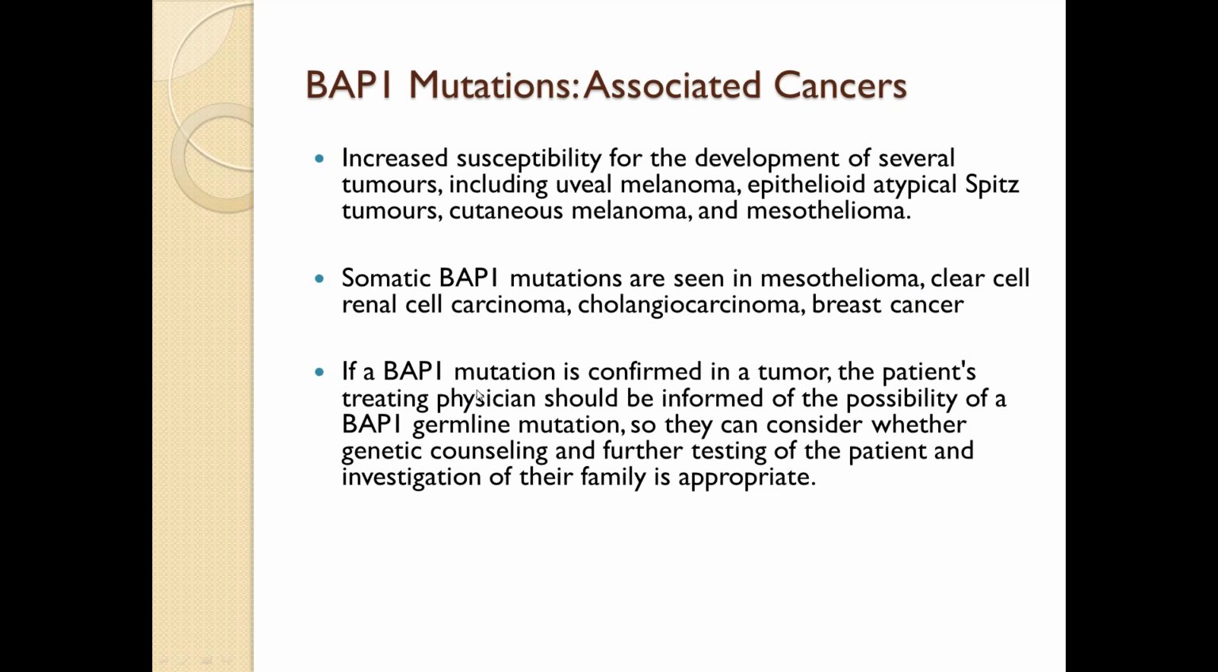Now, if the BAP1 mutation is confirmed in the tumor, we try to identify if there is any family history of one of these tumors, such as mesothelioma, particularly uveal melanoma. And then if that is present, we discuss the possibility of a germline or an inheritable mutation, so that we can then consider whether genetic counseling for testing of the patient or the family for inheritable risk is appropriate.